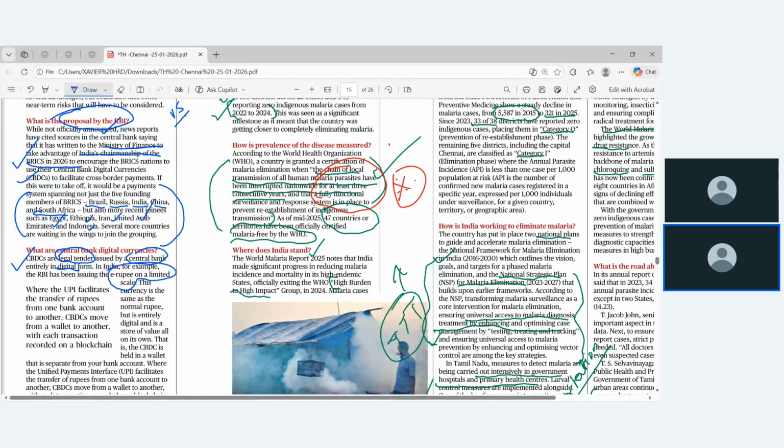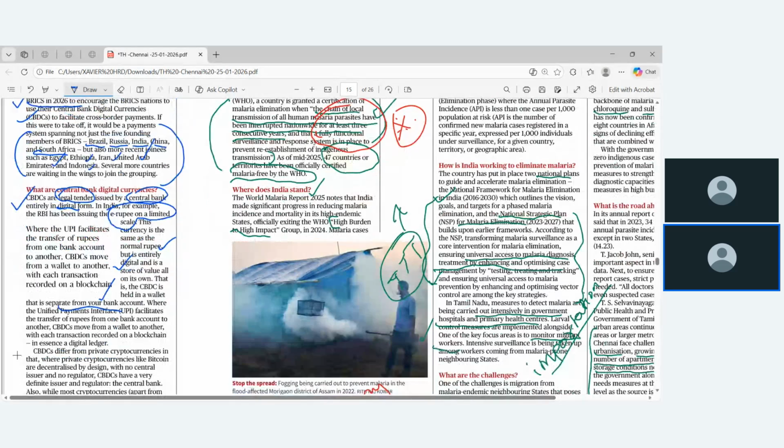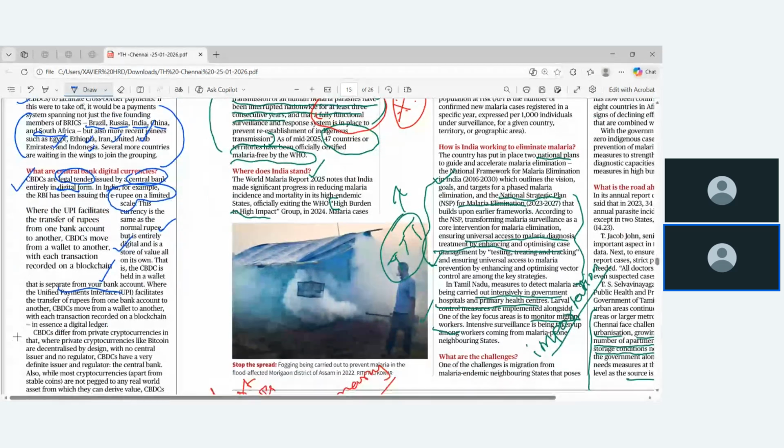This currency is the same as the nominal rupee, but entirely digital, and is a store of value on its own. That is, the central bank digital currency is held in a wallet that is separate from your bank account. Like what we already have, the Unified Payments Interface, UPI facilities, to transfer rupees from one bank account to another. A central bank digital currency moves from one wallet to another, with each transaction recorded on the blockchain, in essence digital, with the concept of a digital ledger.